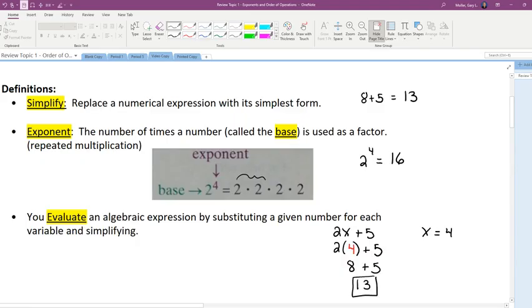So I have done 2 things here. I have evaluated it, meaning I have taken the x equals 4 and plugged it in, and then I have simplified it to its value, which we know is going to be 13.